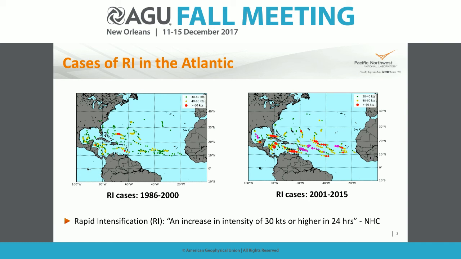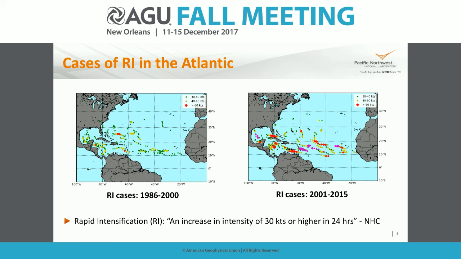We plotted all the locations of the hurricane track where rapid intensification occurred. What we mean by rapid intensification is that the intensity of the hurricane increased by more than 30 knots within a 24-hour period. You can see differences between the two time periods. Here we color-coded all these locations. If you see red, it means the intensification is larger in terms of how much it intensified within a 24-hour period.